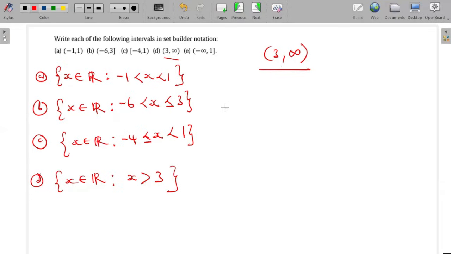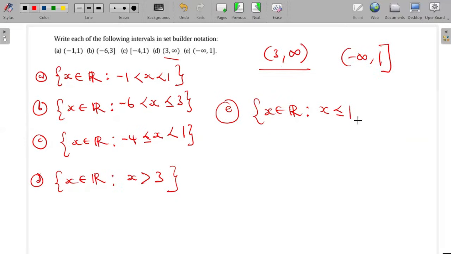And then E here, you have the set of x, a member of the real numbers, such that they're telling you negative infinity. Negative infinity is the same also; it doesn't have a fixed point. But then where are we starting? You're starting x at 1. So from 1, everything going down, including 1 itself. So you're saying x is less than or equal to 1. That's how you'd write this, and then you close, like that.